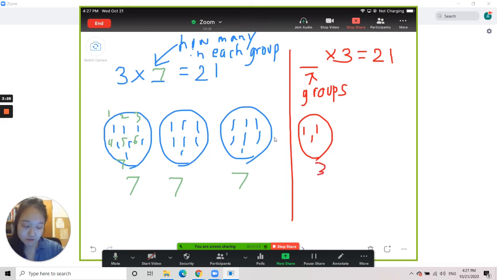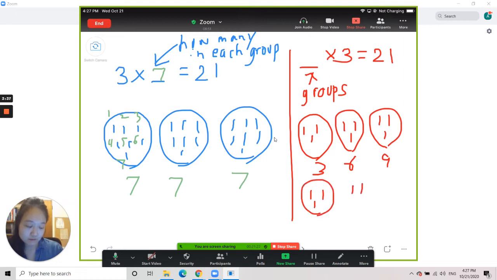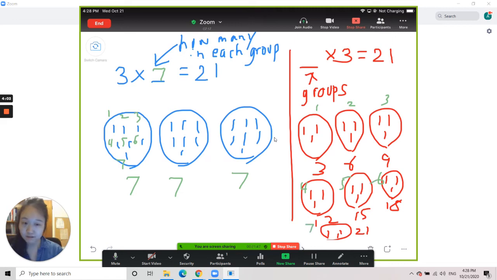Here I have 3, 4, 5, 6, that's another group. 7, 8, 9, 10, 11, 12, 13, 14, 15, 16, 17, 18, 19, 20, 21. How many groups is that? 1, 2, 3, 4, 5, 6, 7. Look, I got the same missing factor.